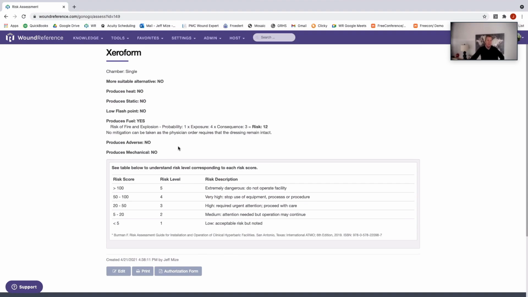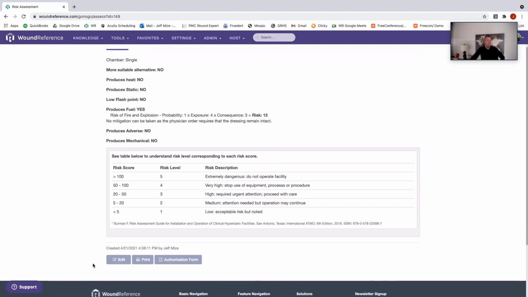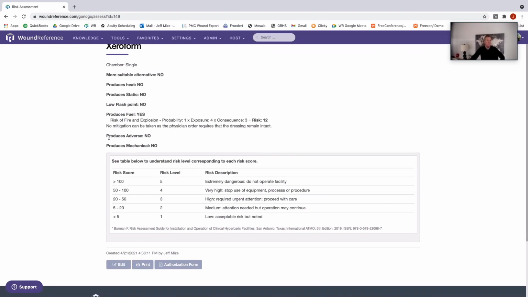Again, now we have actually numbers that we can look at when we're assessing the risk related to a specific product or device before it goes into the chamber. You have two options. If you felt like there was information that you didn't include, for example, if you wanted to go into greater detail under does it produce fuel, or as probably would be the case with me, if you have a typo, you can go back and you can correct that by simply clicking on the edit button, and it will allow you to go in and edit information.